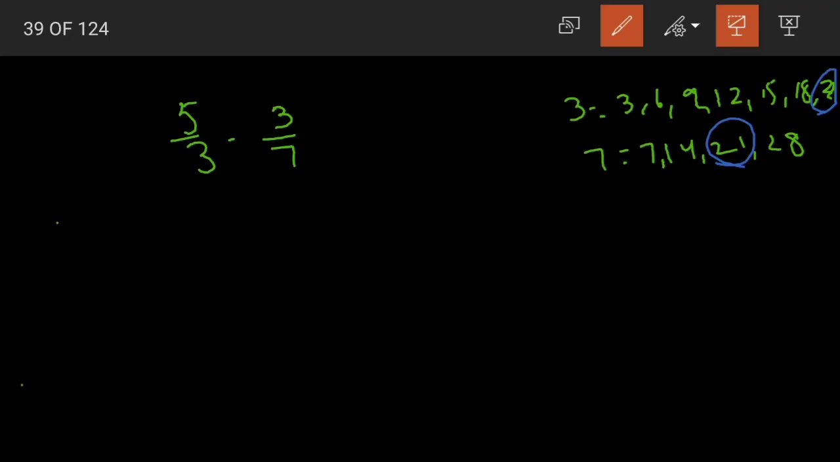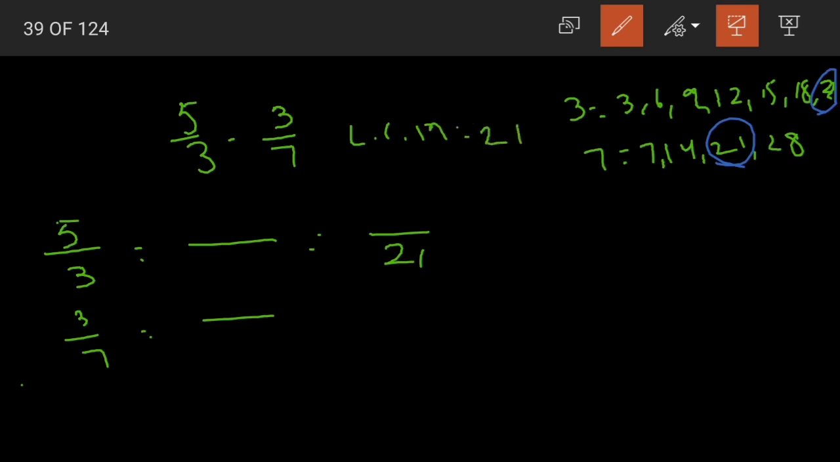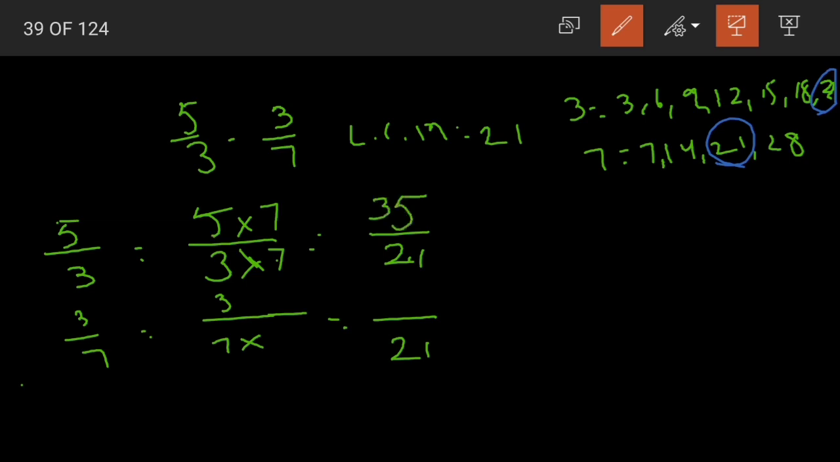So what is our LCM here? 5 by 3, 3 by 7 is equal to, what should be the denominator now? LCM is equal to 21. So the denominator should be 21. Yes, children? Yes. Now what should I multiply 3 with to get 21? 3 7s are 21. So again multiply the same in the numerator. 5 7s are 35. 3 7s are 21.